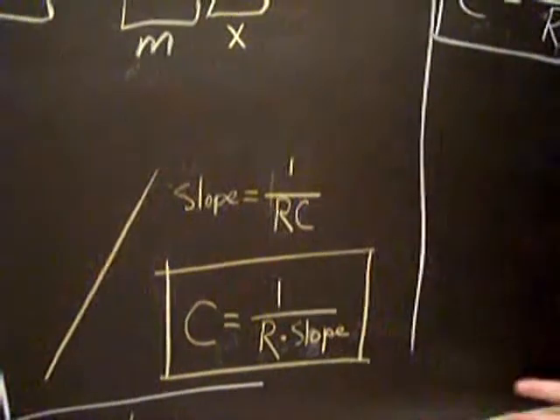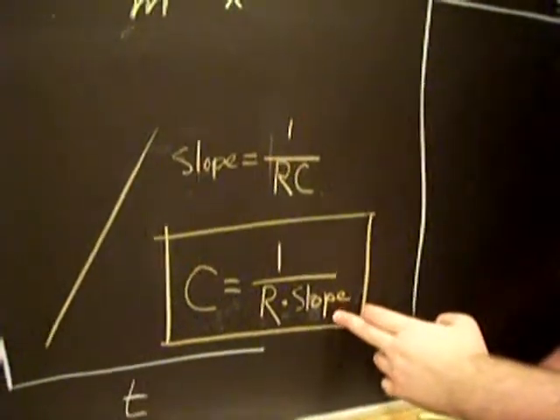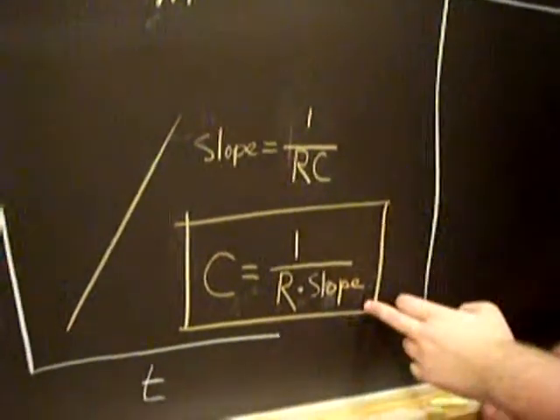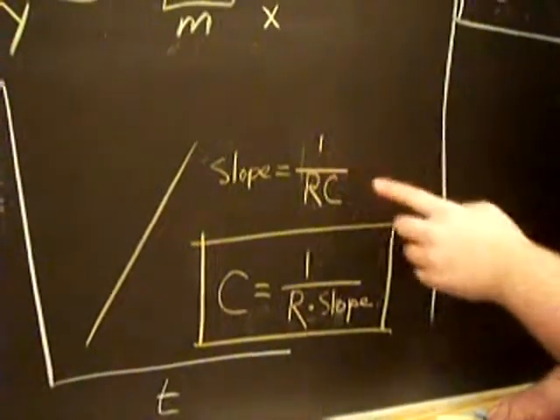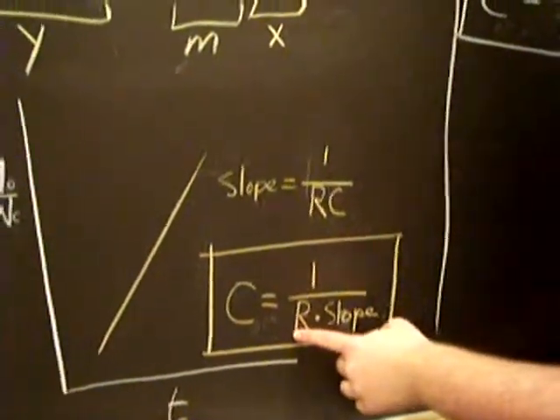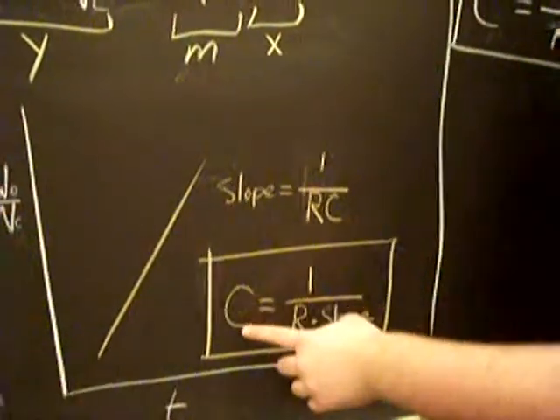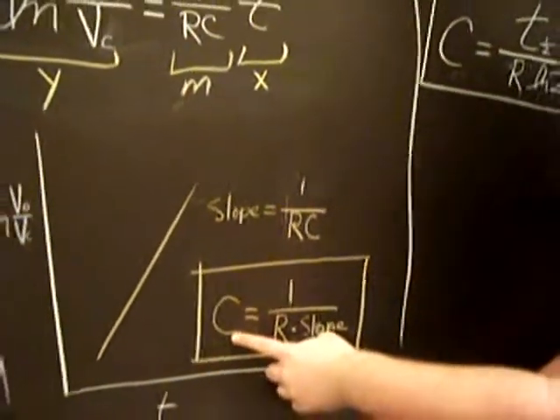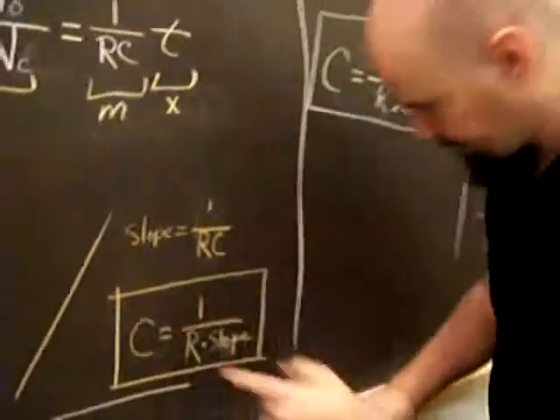I'm going to point out something about the units here. If time is in milliseconds, then slope will have units of 1 over milliseconds. And if R is in kilo ohms, this means that the capacitance will be in microfarads.